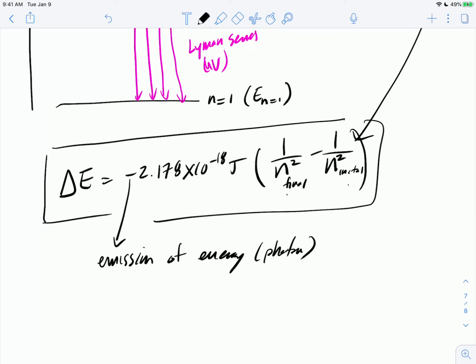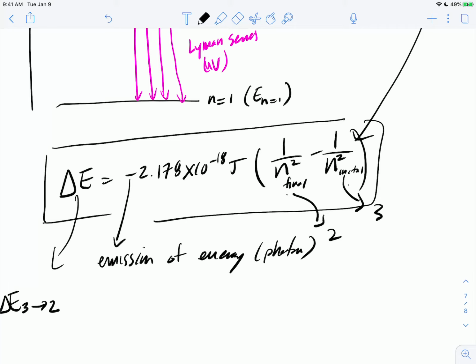So we can look at the delta E, where delta E is E final minus E initial. So if I'm looking at going from n equals 3 to n equals 2, that should be for red light. This is the change in energy. Then we would have the final n value being 2 and the initial being 3. So we can figure out what that is.